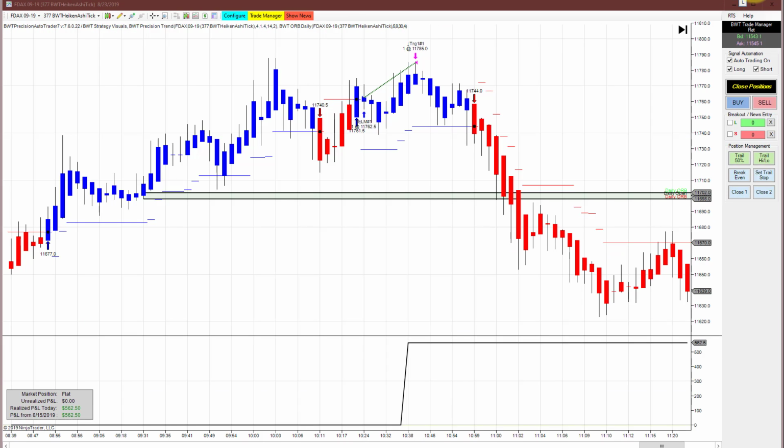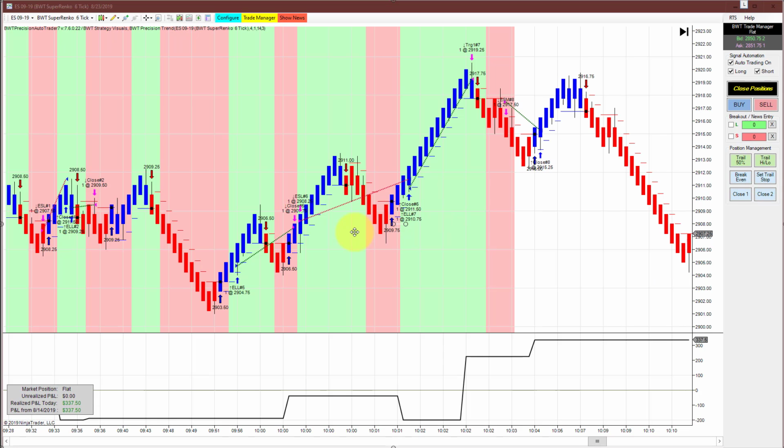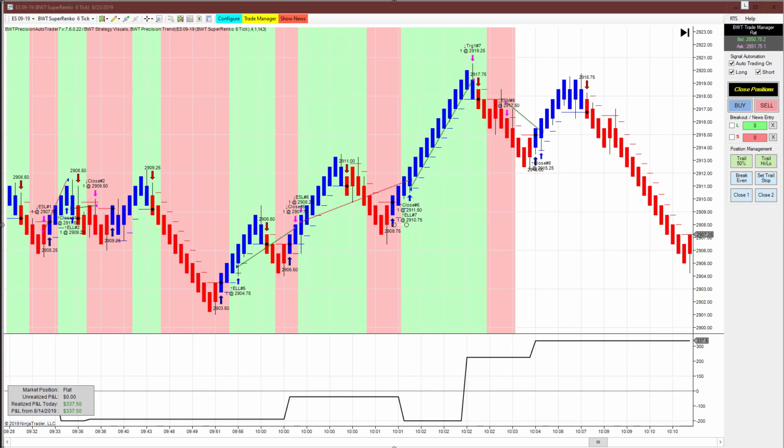Okay, the DAX on a 377 Heikin-Ashi hit its goal of 500 and had some positive slippage on what seems to be not a really large move above the open range, which I have set to the US session. Okay, the E-mini S&P on a Super Renko 6 tick has a goal of 400 and did 337.50 on a mixed bag of trades. The drawdown was about $200.